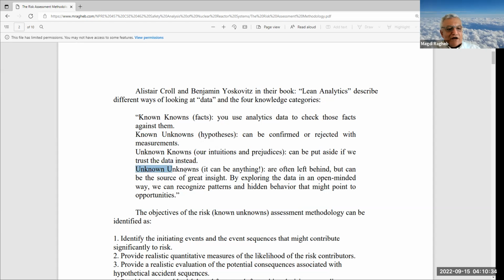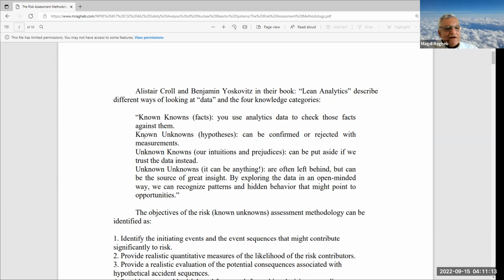And then we have the unknown unknowns that those poets have talked about, including our famous Secretary of State, Donald Rumsfeld. Those unknown unknowns can be just anything. And they're often left behind. We ignore them. We sweep them under the rug, in fact, but they can be the source of great insight. So by exploring the data in an open-minded way, we can recognize patterns and hidden behavior that might point to opportunities in that case.